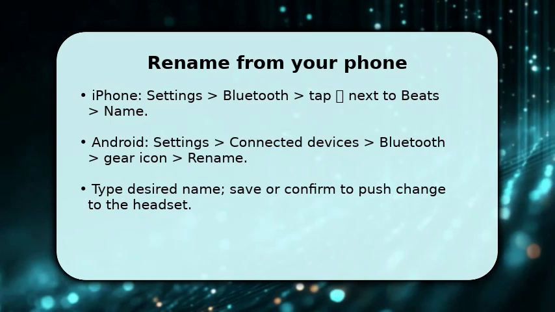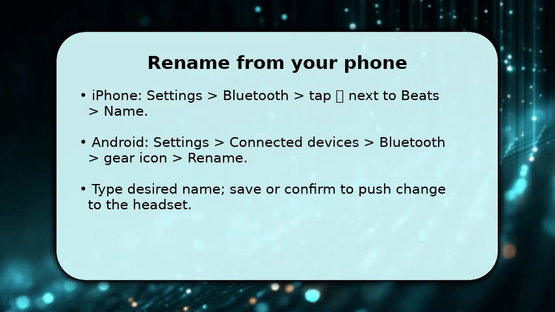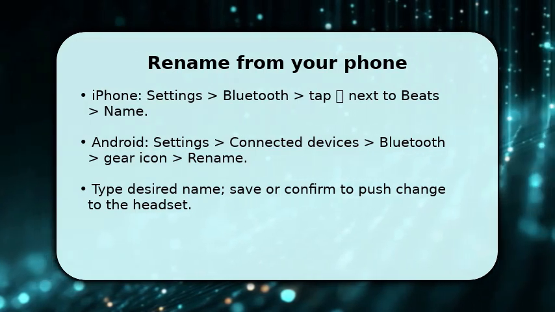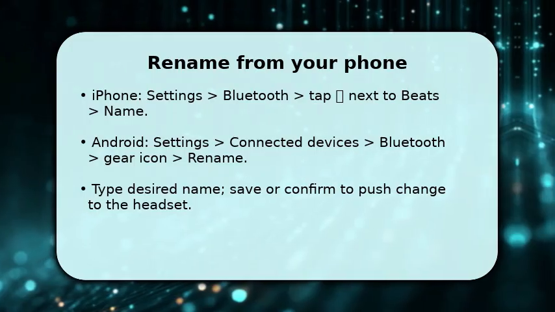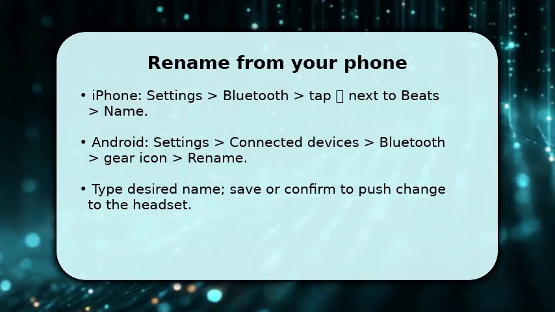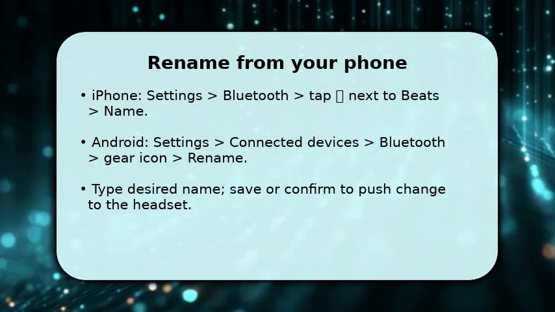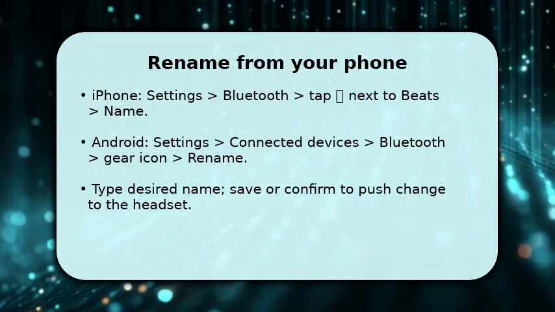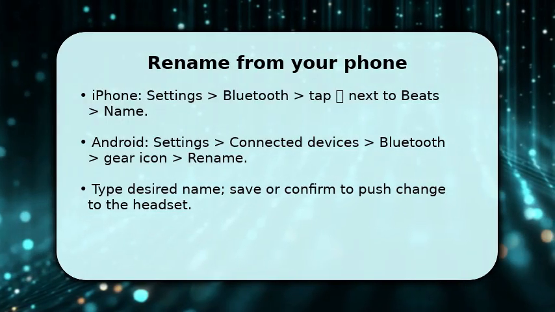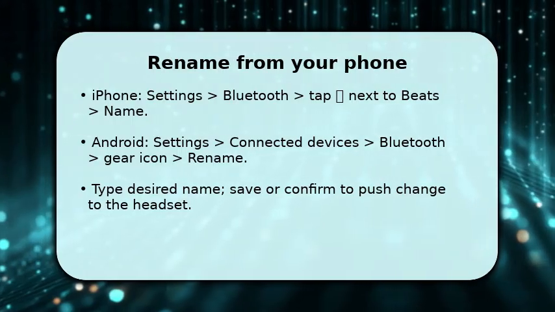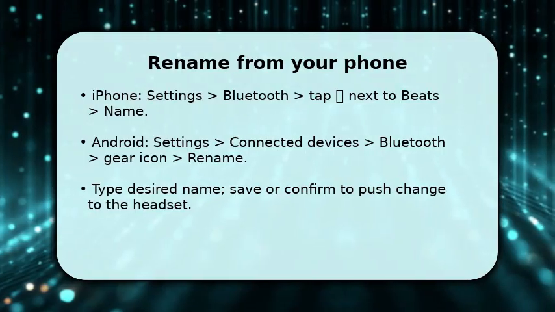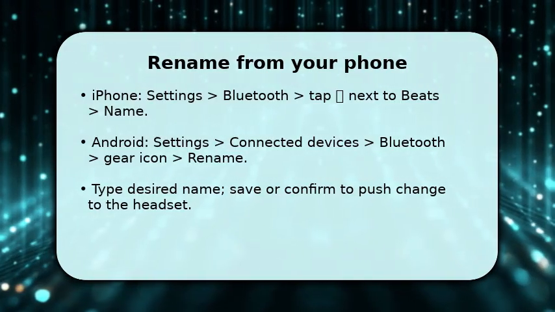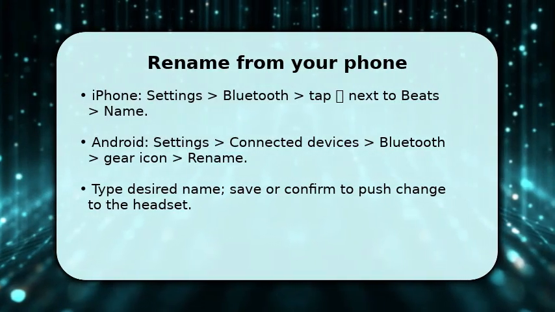You'll now change the name on the host device. On iPhone, tap Settings, Bluetooth, then the letter i next to Beats Solo 4 and edit name. On Android, open Connected Devices, select Bluetooth, tap the device gear and choose Rename. Type a clear, short name so other devices recognize it quickly. Once you save or confirm, the phone writes that name to the headset's profile. If you use a Mac or PC, follow the equivalent Bluetooth device rename flow.